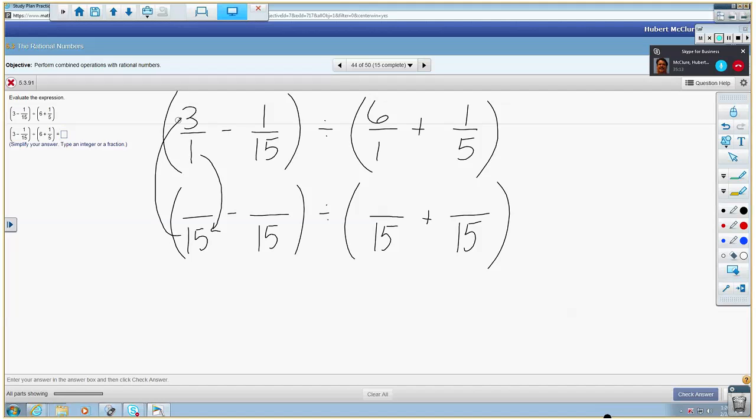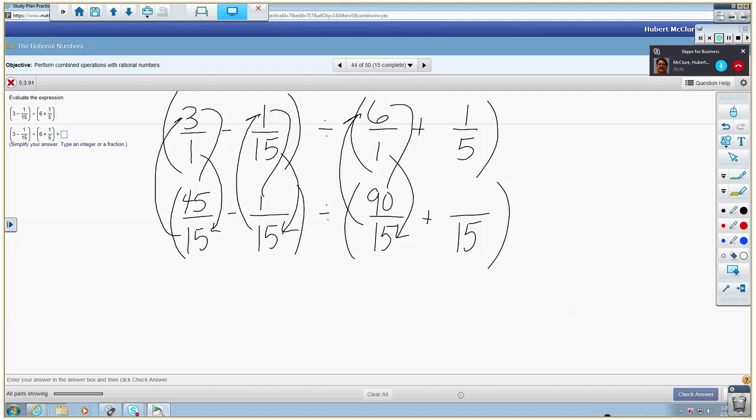15 times 3 is 45, Hubert. That's right, class. How many times will 15 go into 15? 1 times 1 is 1. How many times will 1 go into 15? 15 times 6 is 90. And how many times will 5 go into 15? 3 times 1 is, okay, take a minute and finish it.